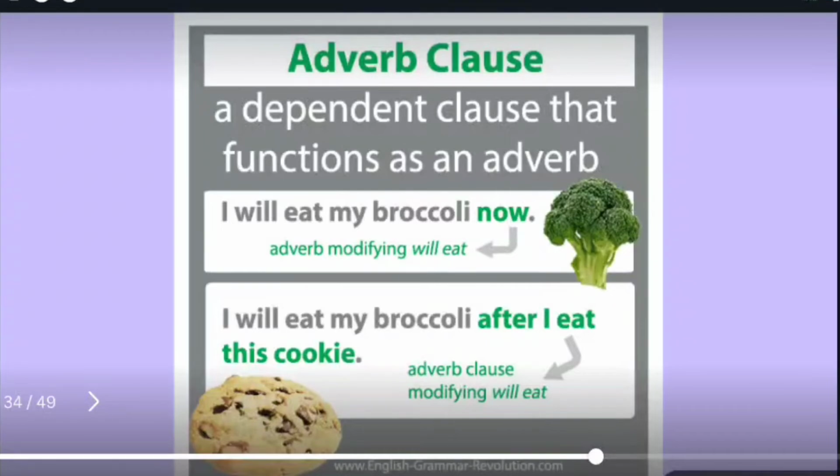So this is an example for adverb clause taken from Google Images. You can go through that.